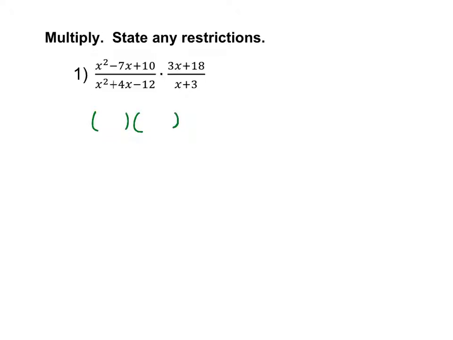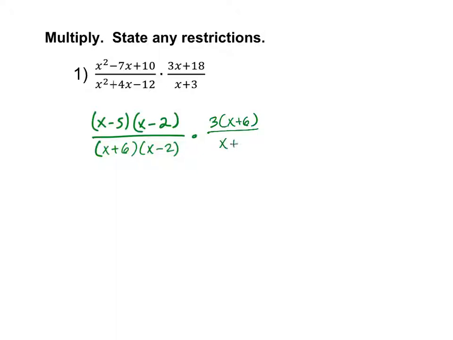So my first one, x squared. Now I'm looking for two numbers that you multiply and give you 10, and you add and give you 7 or negative 7. In this case, it's minus 5, minus 2. And on the denominator, this is two numbers that you multiply and give you 12, and you subtract and give you 4. So this is x plus 6, x minus 2, times. My common factor here is 3. So I have 3x plus 6 divided by x plus 3, right?